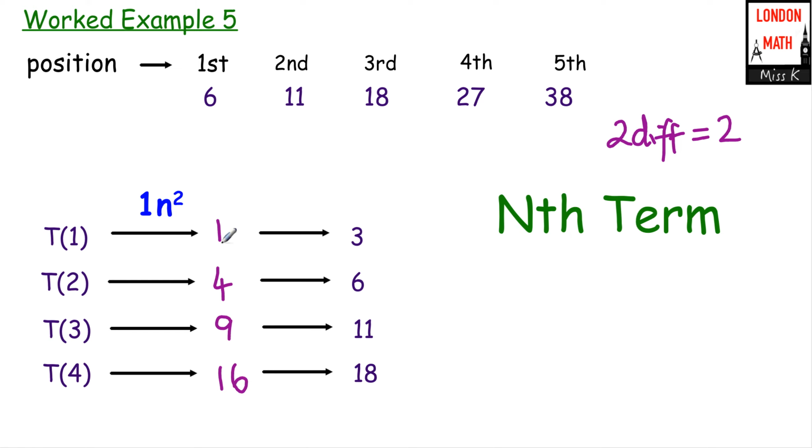And now what we're going to do is inspect what is happening between 1 to 3, 4 to 6, 9 to 11, and 16 to 18. And that's just plussing 2 each time. So this one's not so complicated. So this is just 1n squared plus 2. Okay, you don't need to write the 1, but we may have already worked through that example.